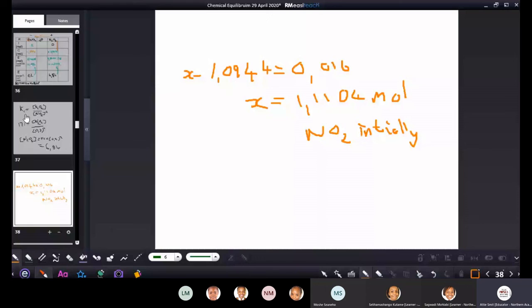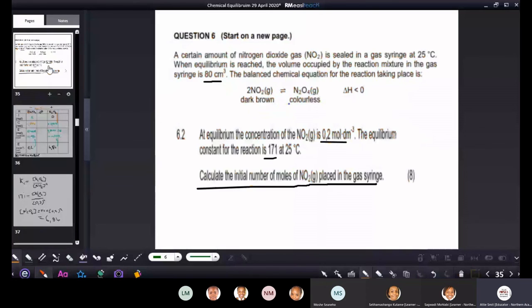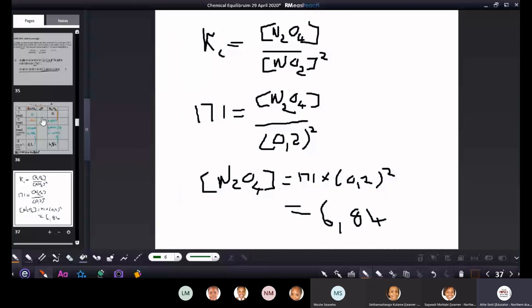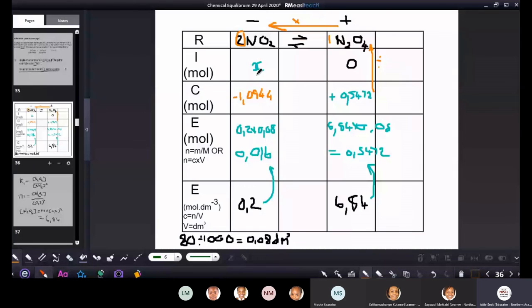Okay, just to recap, they gave you the Kc. They gave you the equilibrium concentration of NO2. So you can now go and work out the equilibrium concentration of the other one. Then you should use this one to actually get the change, and then go and work out the X, which we have at the end. All right, guys. Any questions?